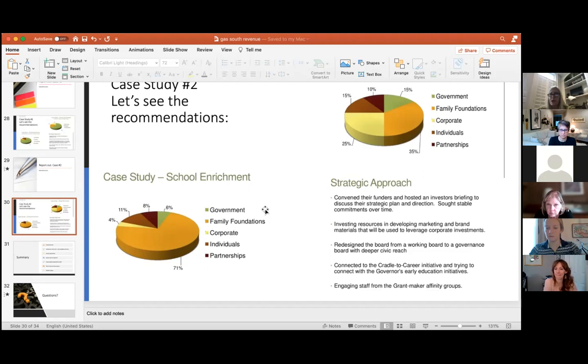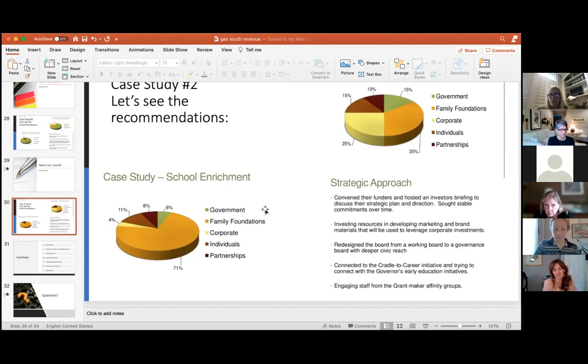So they were making the case that, here are our outcomes, and they have an economic benefit for educational preparedness, workforce development, all of that kind of stuff. And they sought, again, stable commitments over time. So they're looking for larger investments, over $1,000, big major gifts from individuals.